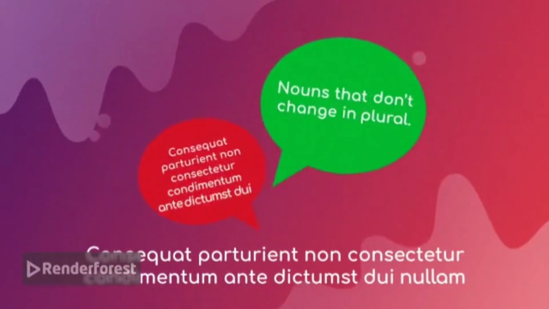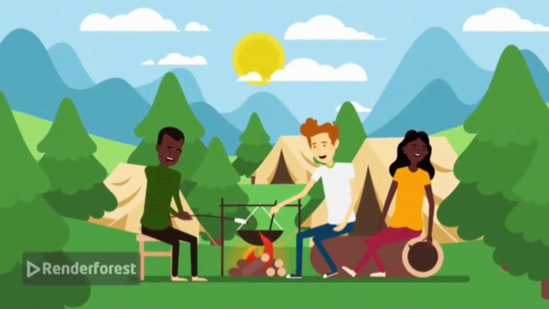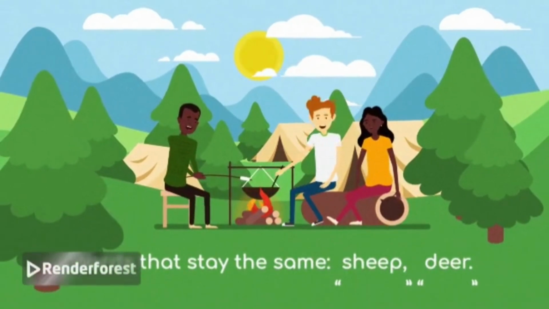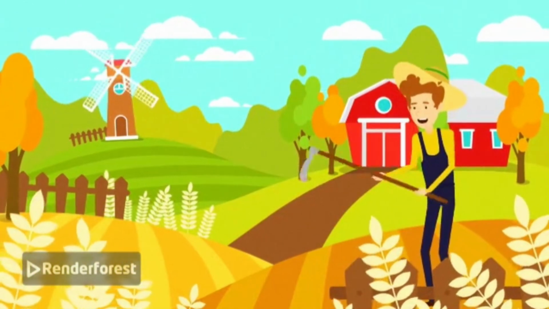Next, let's discuss nouns that don't change at all in the plural form. Some words like sheep and deer stay the same whether they are singular or plural. So you would say 1 sheep or 5 sheep.